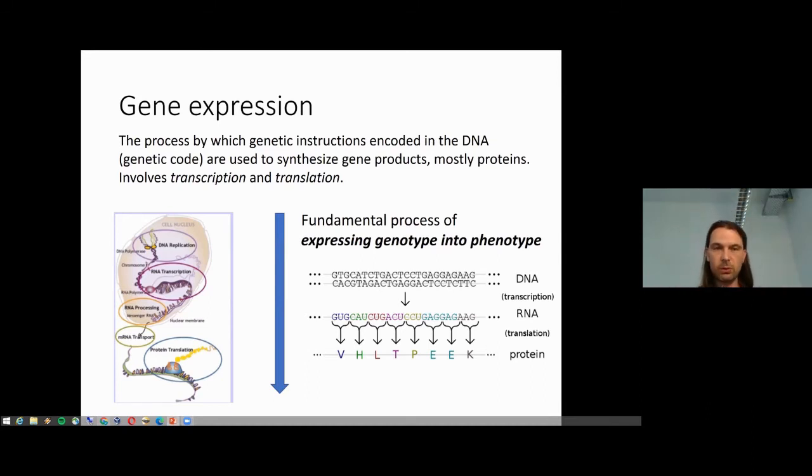This is a process called gene expression. It is the fundamental process of expressing the genotype into the phenotype. And this process involves two steps: transcription and translation. You probably remember this from school. If you're not studying biology, I will quickly go through these things.